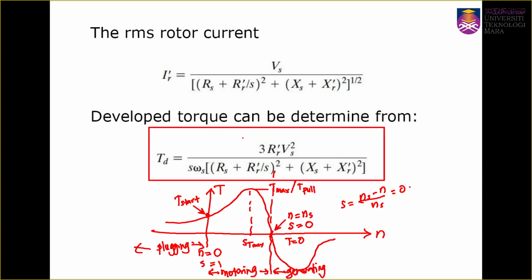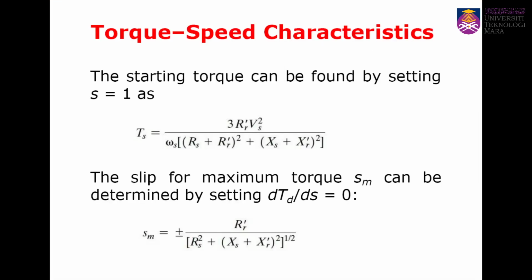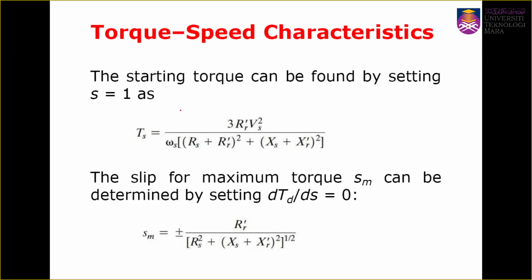The only thing is, in Sharkawi's book, instead of plotting T against n, it shows omega, or the speed, against torque. So, no worries. If you remember this, then you can understand the graph or the characteristic drawn in Sharkawi's book. Okay, so next. From that equation, you can set s equals to 1, so you can find the starting torque. This is T start. And the slip for maximum torque, remember, the one I've shown you, the slip at the maximum torque.